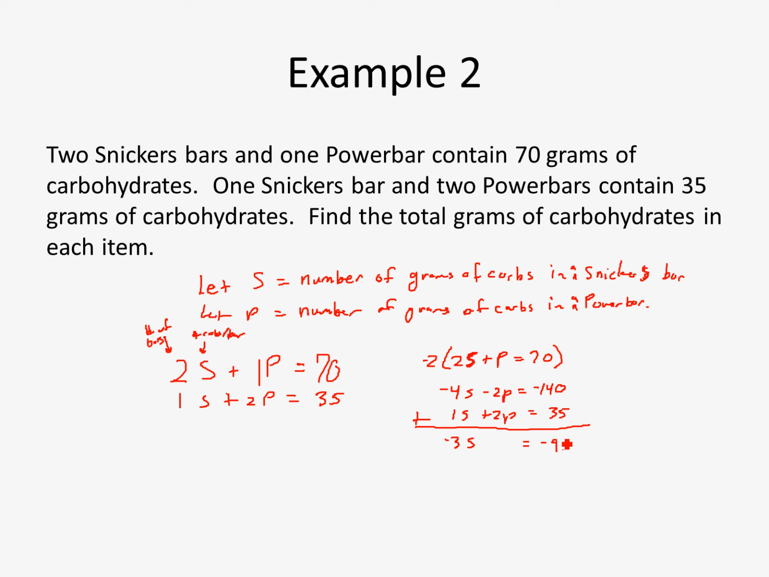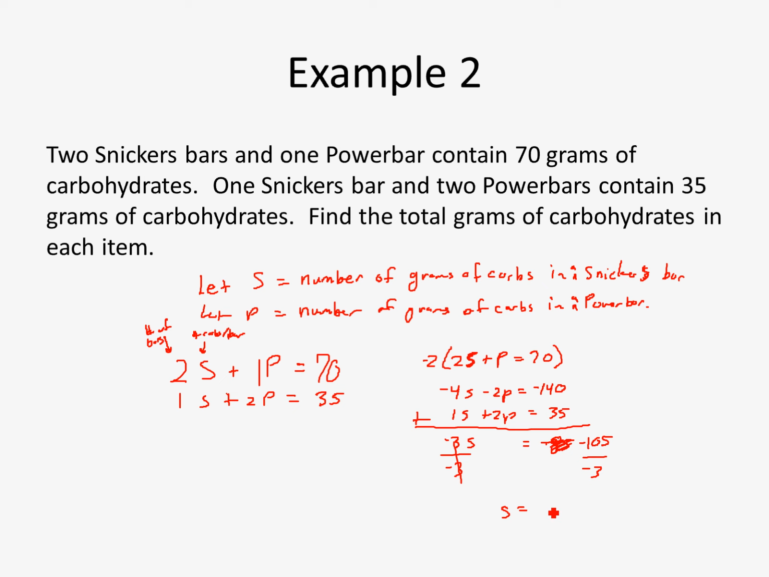No, -85s. I'm sorry, I went the wrong direction. It's going to be -105s, right? Sorry, I didn't think about that. Okay, so now if I divide both sides by -3, then my s is going to be 105 over 3.